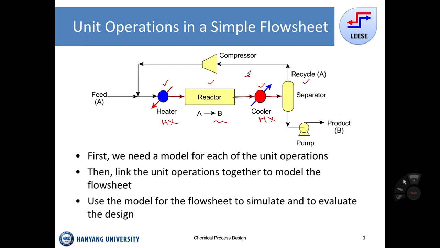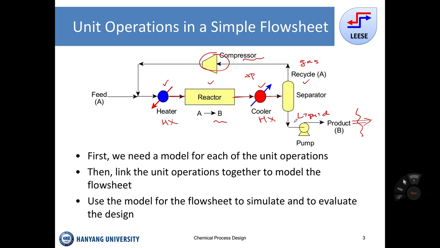So there might be some pressure drop. So in order to recover the pressure back to the pressure we want for the reactor, we might need to introduce a compressor. So it looks like this recycle stream is gas phase. However, the separator produces the product in liquid phase. Now we need a pump to transfer the product B probably to a storage tank or a downstream process.